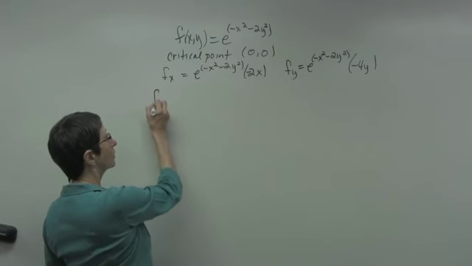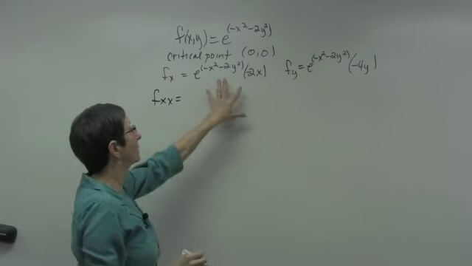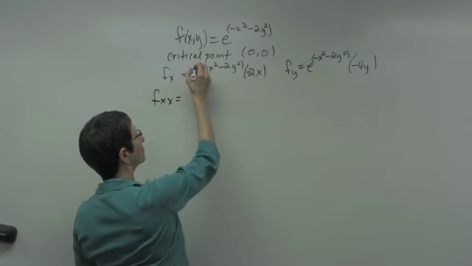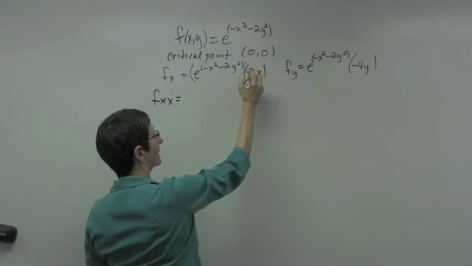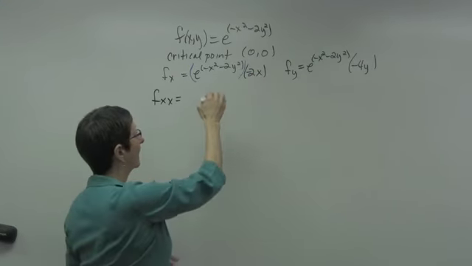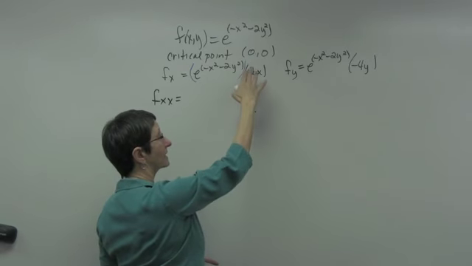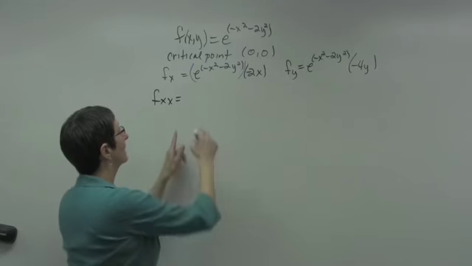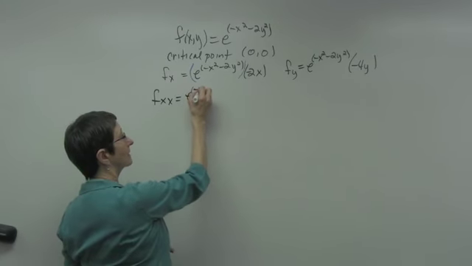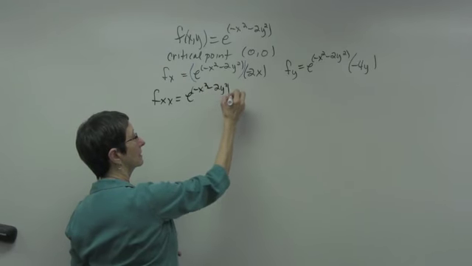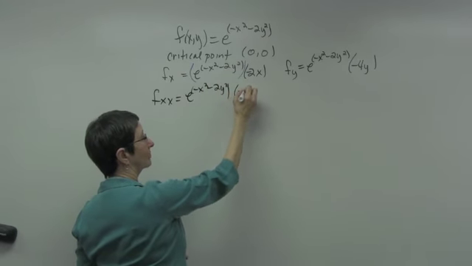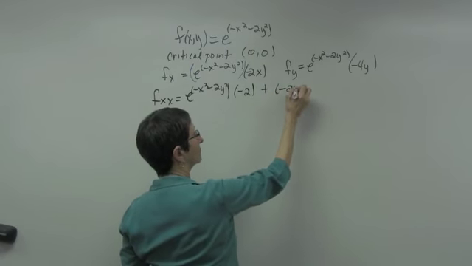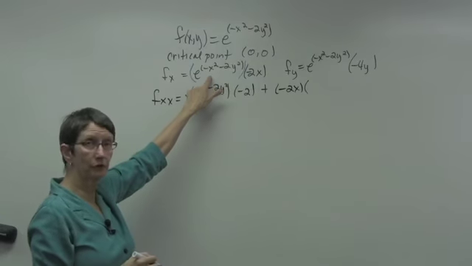So to get the second partial with respect to x requires product rule. So our product rule says I have a first function and a second function. So I have first times derivative of the second plus second times derivative of the first, or whichever way you think of it. So, first, e to the negative x squared minus 2y squared times derivative of the second, that would be negative 2, plus my second, negative 2x, times derivative of the first.